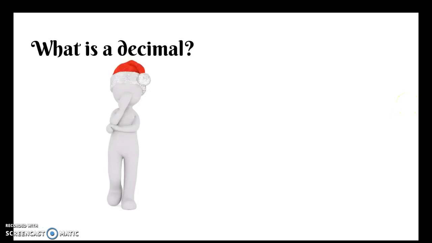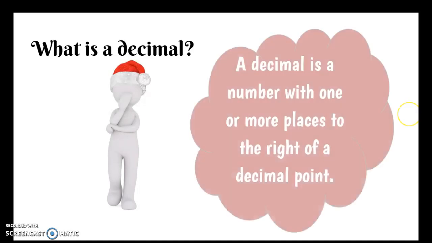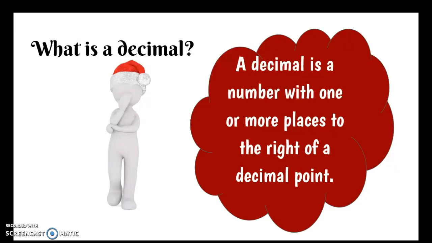So first of all, what is a decimal? And you need to copy this down into your notebook just as a reference because it will be on the vocabulary quiz. A decimal is a number with one or more places to the right of the decimal point. So for example, 3.4. The 4 will be considered a decimal.